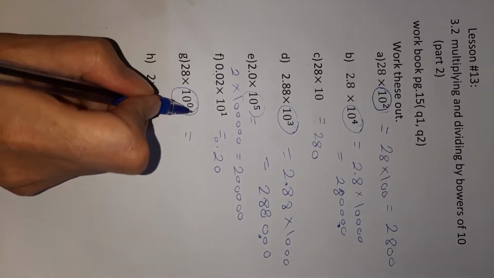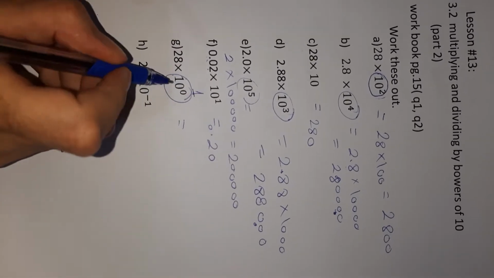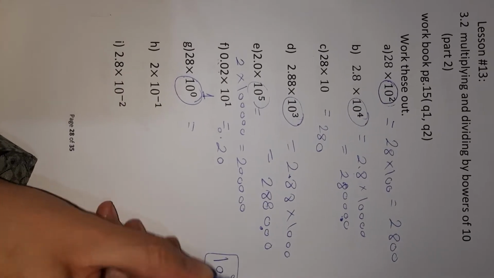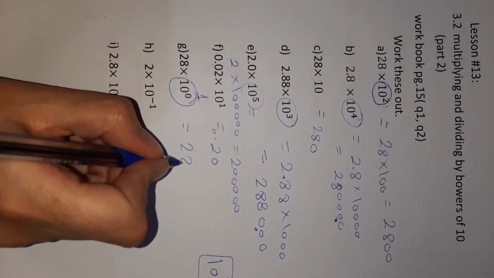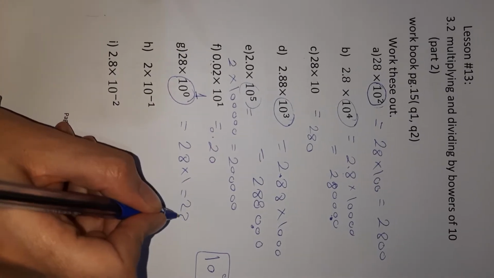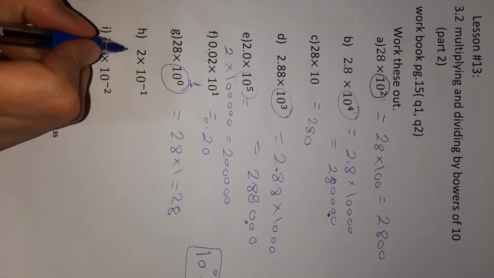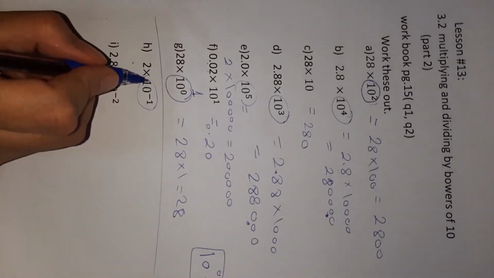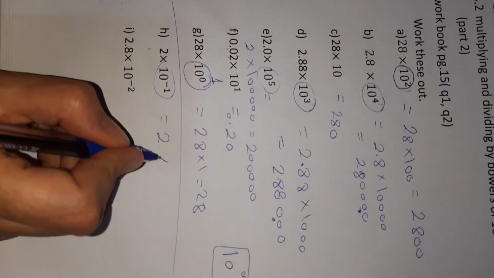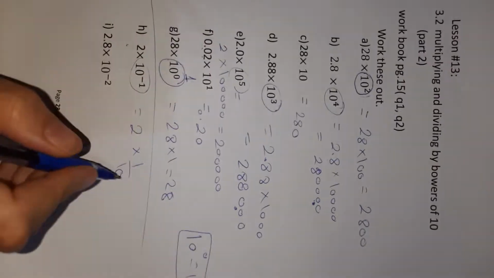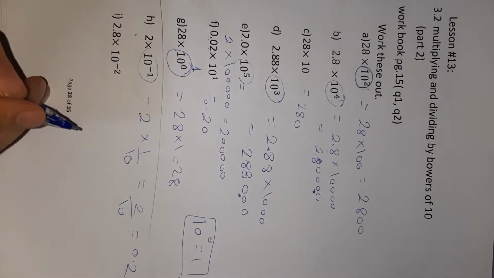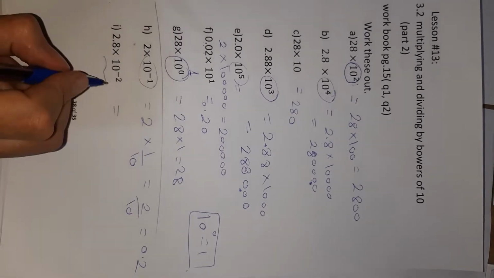Here 10 to the power of 0 means 1. Any number to the power of 0 means 1. Here 10 to the power of 0 equals 1. So here 28 times 1 means 28. This one, 10 to the power of negative 1, it means 2 times 1 out of 10. It means 2 out of 10. It means 0.2.